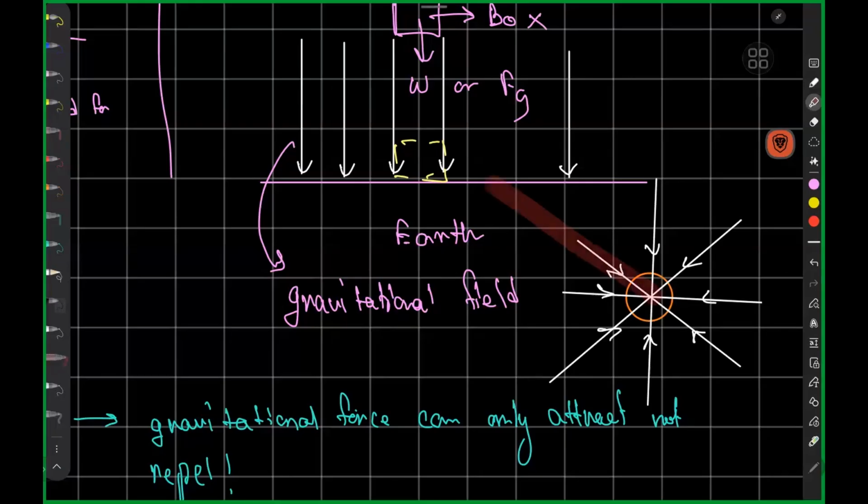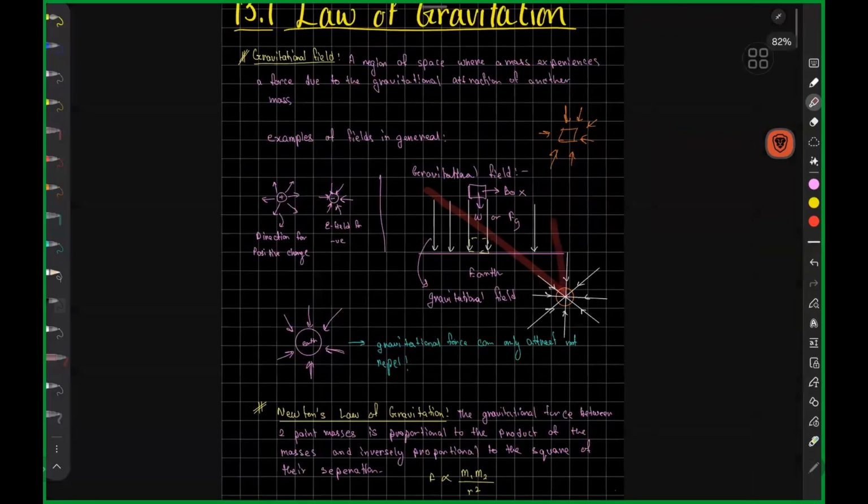So these field lines are moving away from each other. As you extend the field lines, what's happening? The distance between the field lines is what? Increasing or decreasing? Increasing. So that is what I want to show you guys. As you move away from an object, that's why gravitational field decreases.